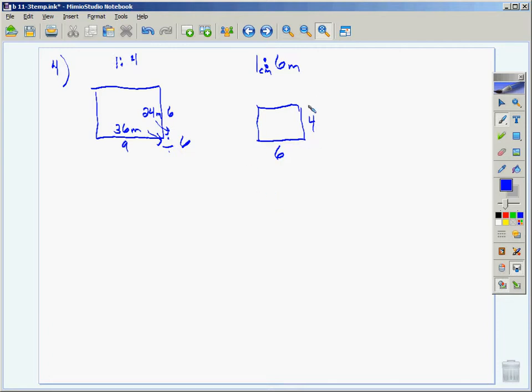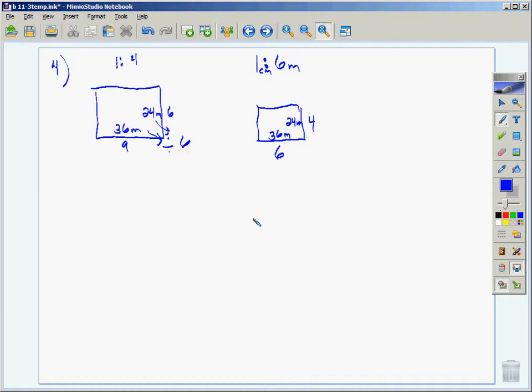units by 4 units. In part B, they asked me to compare the actual dimensions. Well, this is still 36 meters by 24 meters. So you'll notice that both of them are what? The same. That way I know for sure that both scale drawings are correct. That's what they were looking for you to do, compare the two of them. Okay?